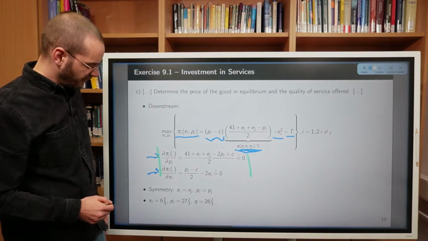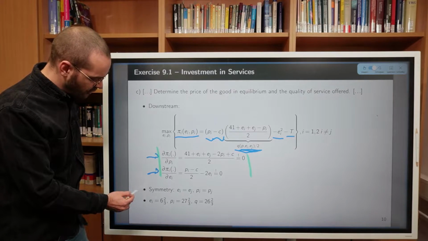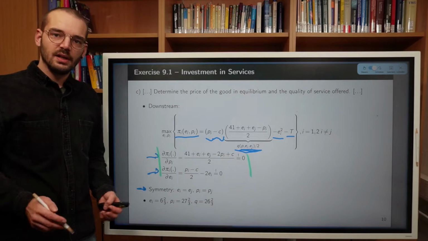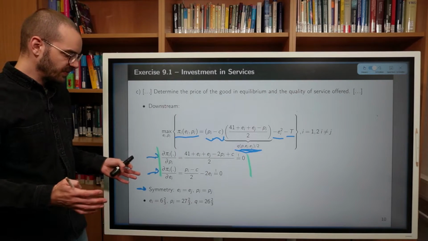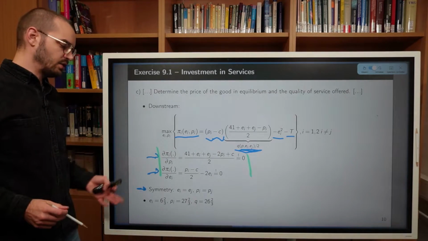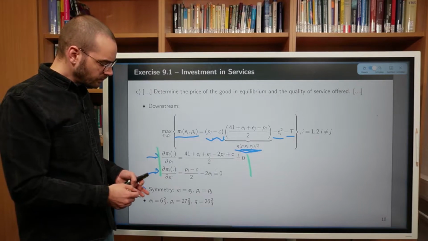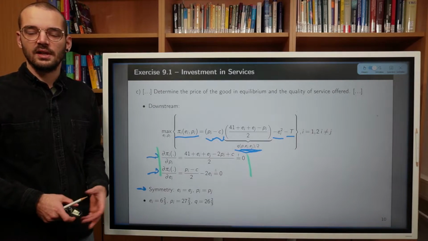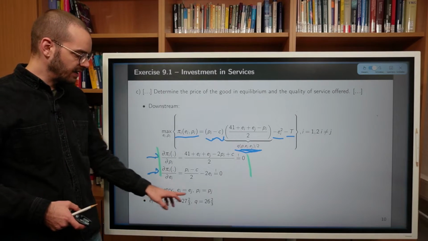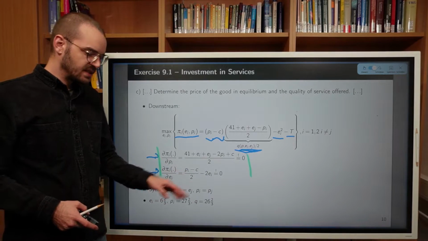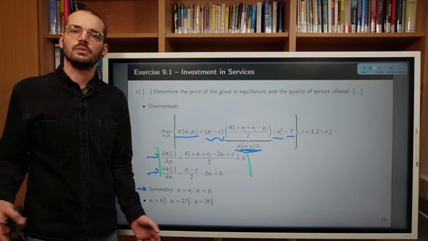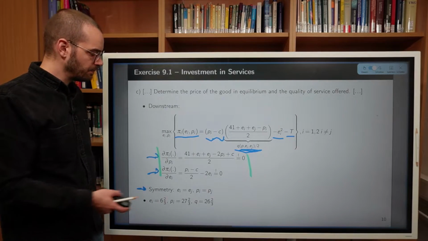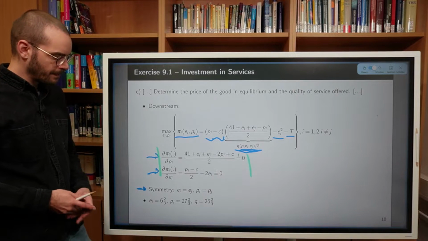If we do so, of course, we can make use again of the fact that the downstream firms are symmetric, so we can immediately simplify this equation system by considering that the equilibrium quantity of services will be the same for both firms, so EI equals EJ, and of course the same holds true for the end consumer price the firms are asking. If the firms are symmetric, of course, Pi equals Pj as well.